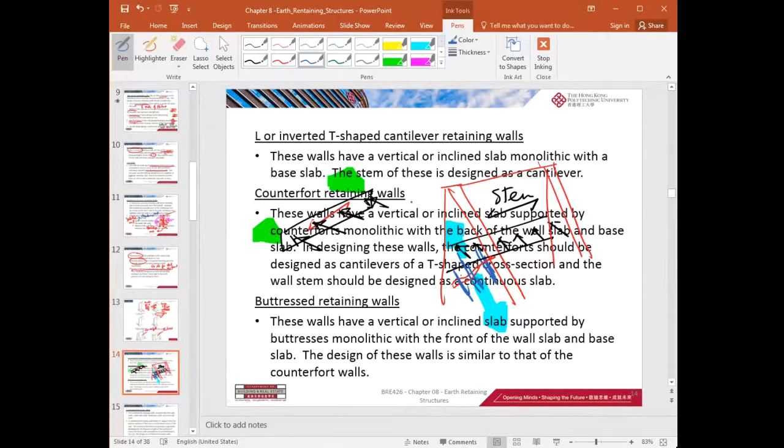But for the buttress, here's the buttress, right? Here's the buttress.